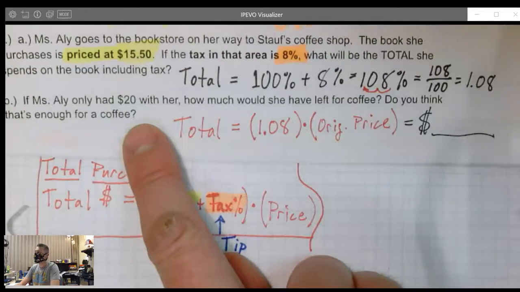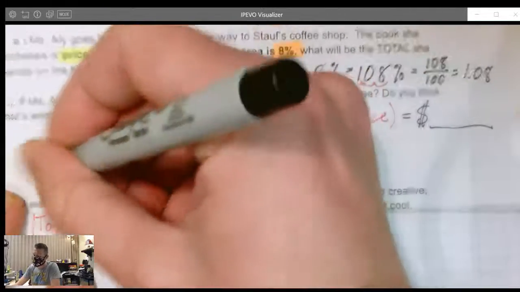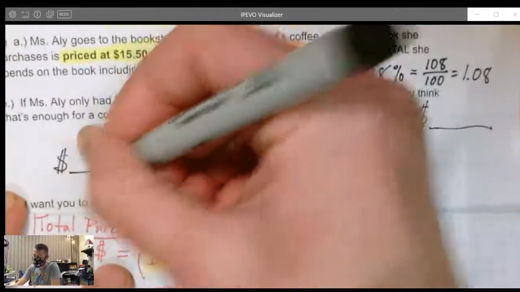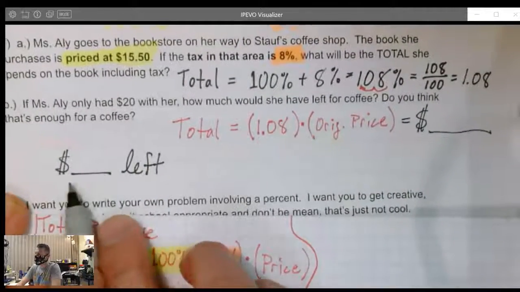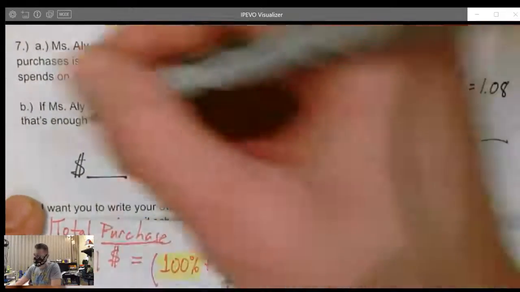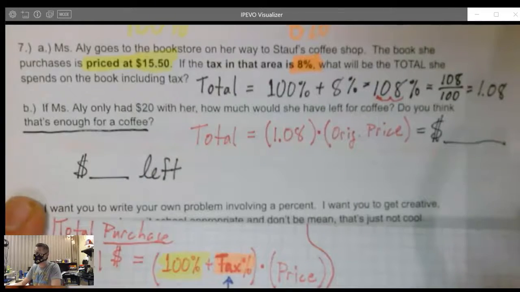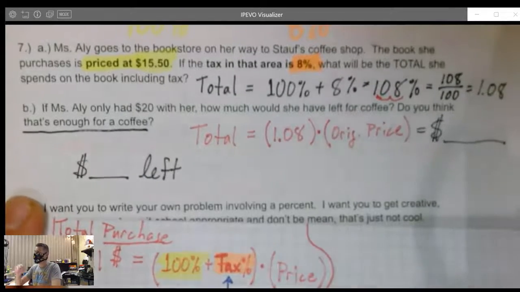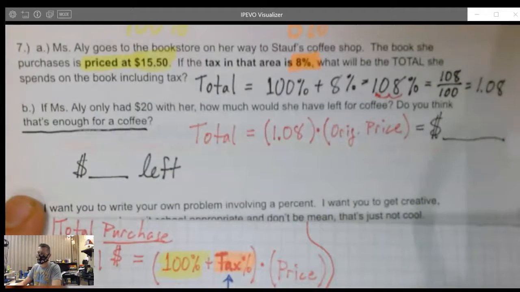In part B, please listen carefully, the dollar amount she has left for coffee. There's a specific number that I'm looking for. But to the question, do you think that is enough for a coffee? I will accept either answer, but I want you to write why.